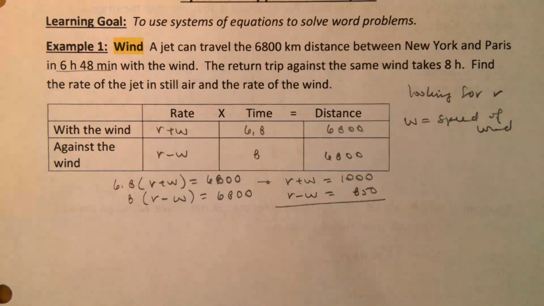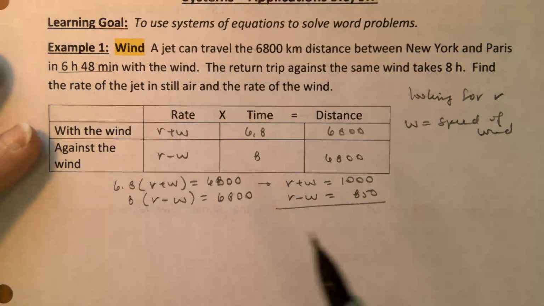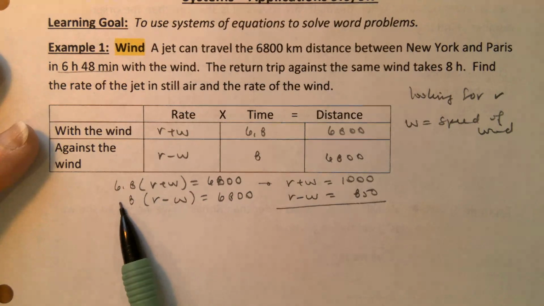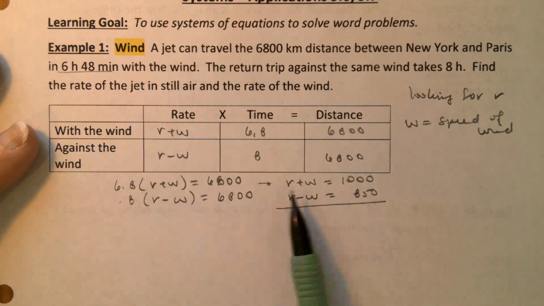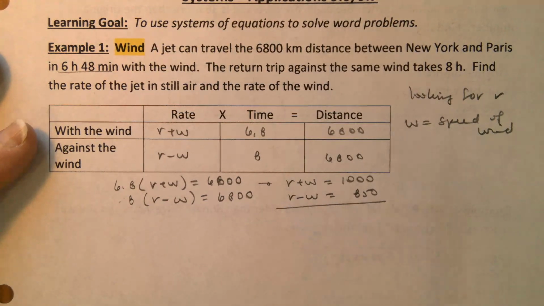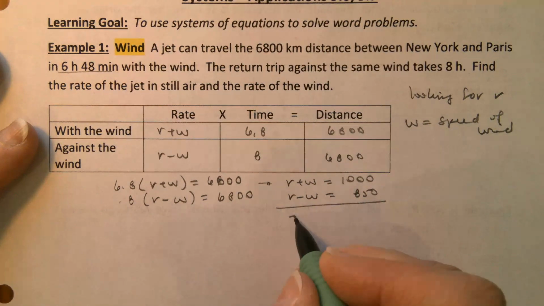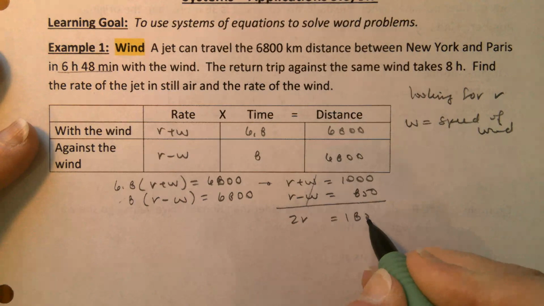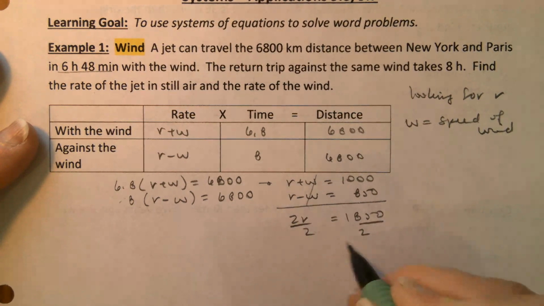And that's the trick with wind problems. You're going to end up with equations like this no matter what. Divide by whatever is outside the parentheses, and then you have an easy elimination problem. So this is going to be 2r. These cancel out. I add these and I get 1,850. Divide both sides by 2.